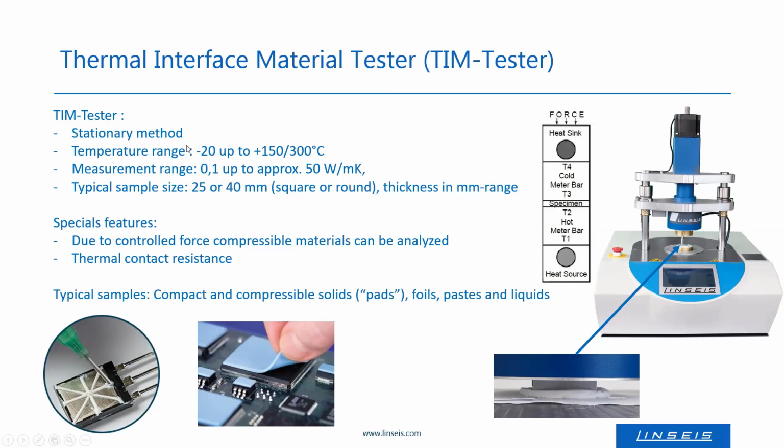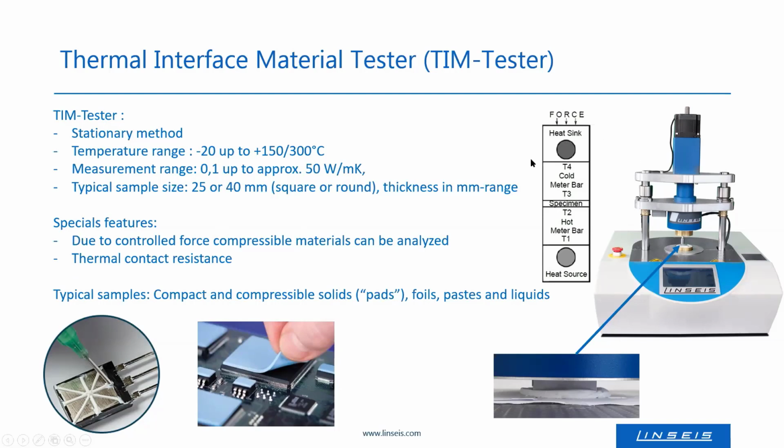The temperature range is quite close to room temperature as well, a little bit broader than for a heat flow meter. The measurement range is much broader. It goes from insulating materials up to approximately 50 watt per meter Kelvin. And a typical sample size has to fit here between these hot and cold plates, and this can be 25 or 40 millimeter, either square or round. And the thickness usually is in a range of a couple of millimeters.